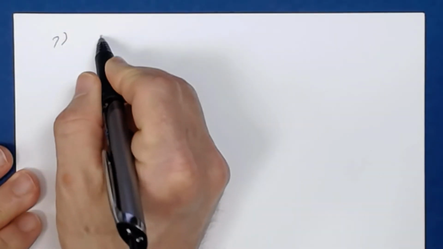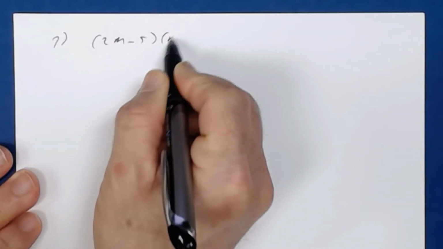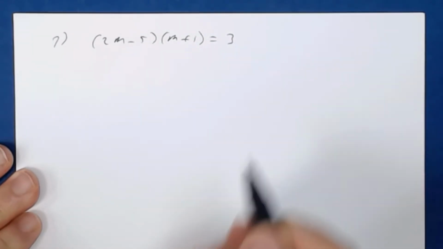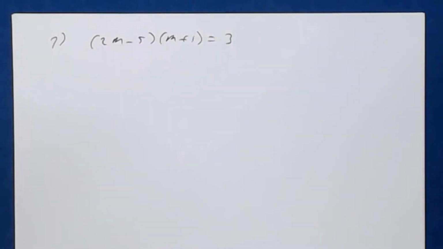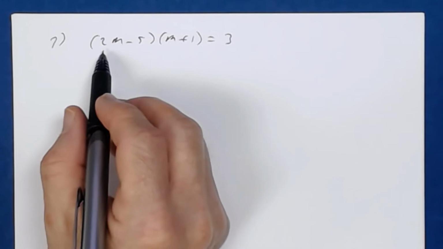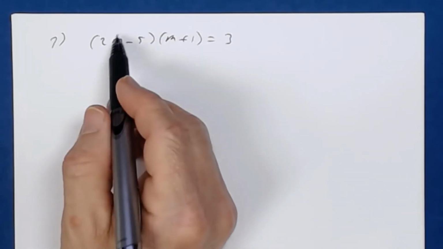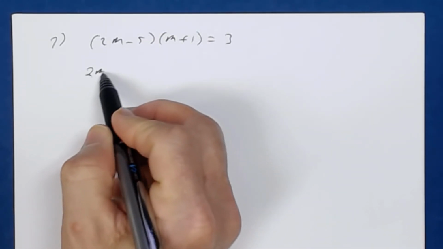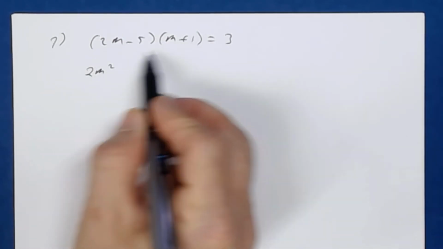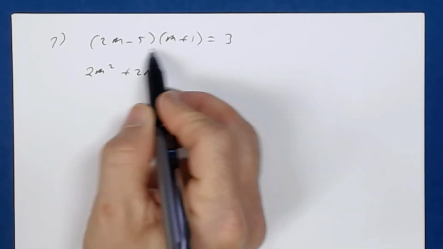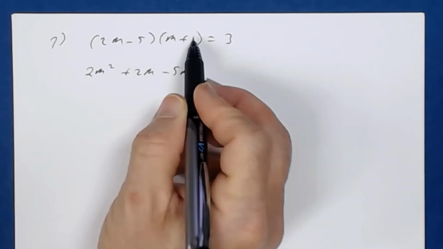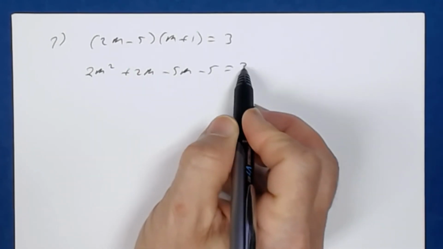Okay. Number 7. Suppose in number 7 I had 2m minus 5 times m plus 1 equals 3. So again, I'm going to do the FOIL method, right? That's the only way I can get this in standard form. So 2m times m is 2m squared. The outer is positive 2m. The inner is a negative 5m. And the last is minus 5, equals 3.